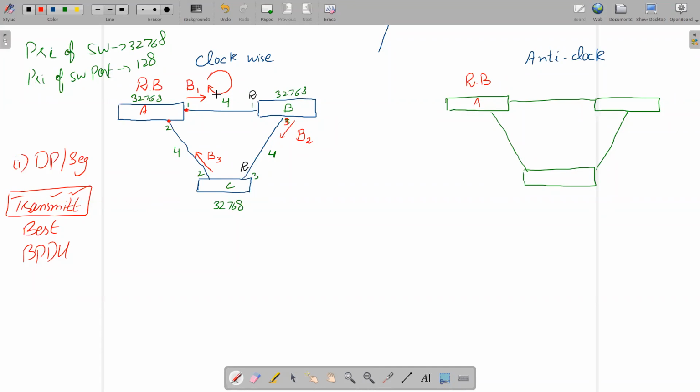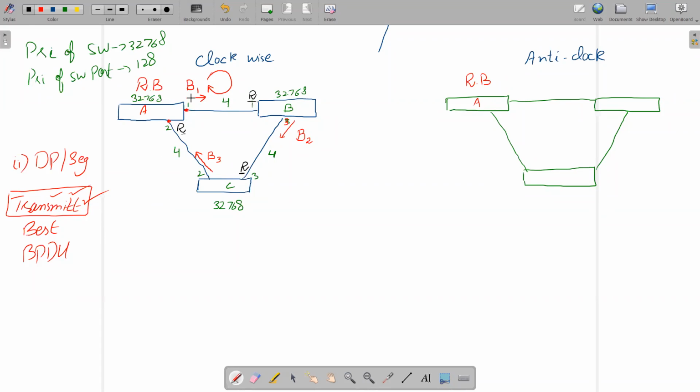So how did I move? I moved in the clockwise direction. And what was my area of interest? My area of interest was transmission. So I only talked about the transmission side. I didn't talk about the receiving side. Where I'm writing R, that means these are the receiving ports. I'm not interested in the receiving ports. I'm only interested in the transmission ports.